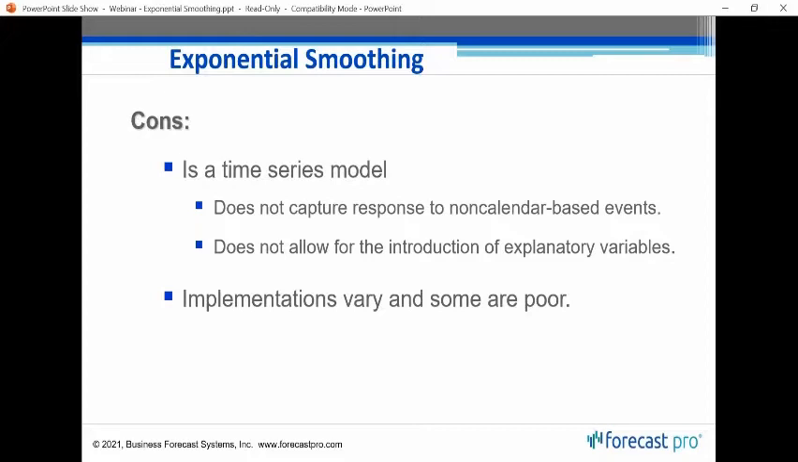Implementations will vary. Why? Because there are not absolutely standardized ways of doing certain operations. There's not a standard way of optimizing these models. There's not a standard way of initializing these models. If you build exponential smoothing models for the same data set in different applications, you will get different answers. But I have seen some cases where the implementation is truly poor and where it simply does not perform as well because they take shortcuts, usually in the optimization of the models.